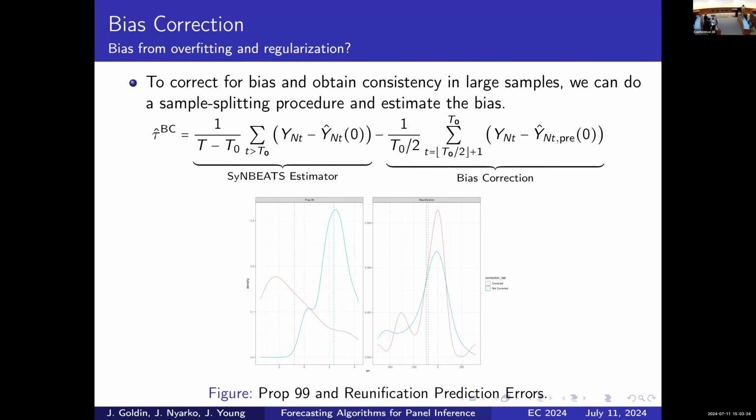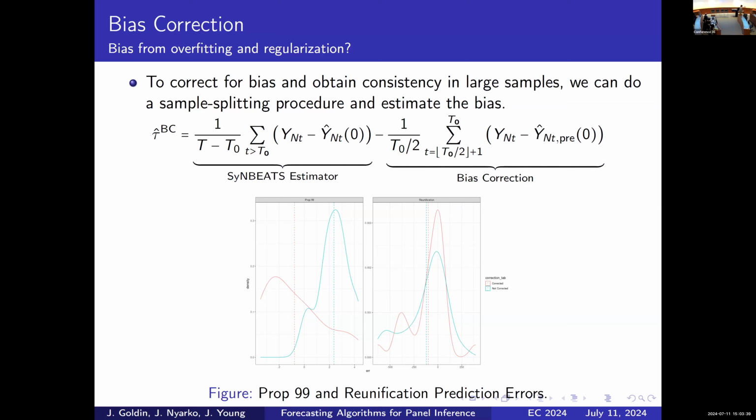One other thing you might be worried about is, well, you have this arbitrary neural net, you might be overfitting, for example, or you might be incurring bias from regularization. So this falls under the whole debiased machine learning literature.